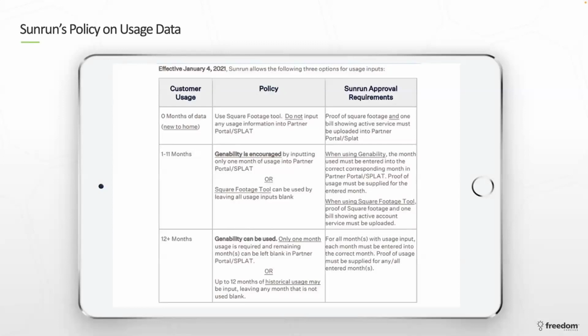So for 12 plus months of usage, Genability can be used. Only 1 month of usage is required, and the remaining months can be left blank in the partner portal. Up to 12 months of historical usage may also be input, but remember, when you put in those 12 months, you have to put in proof of usage for all of the months that you supply.